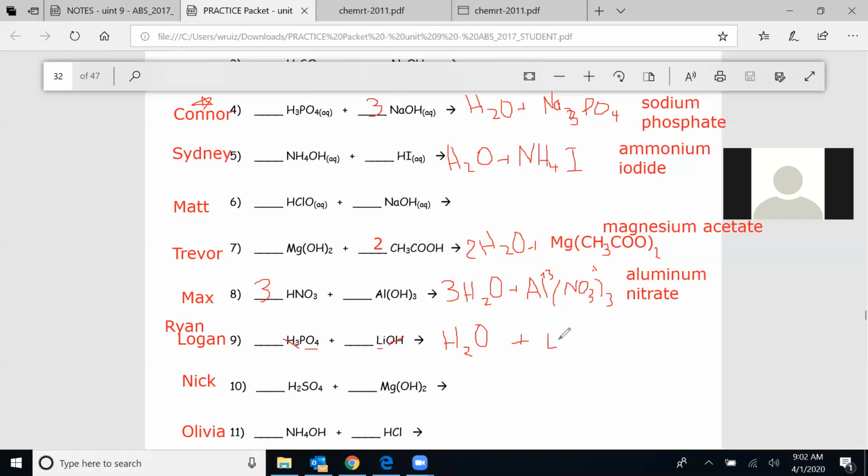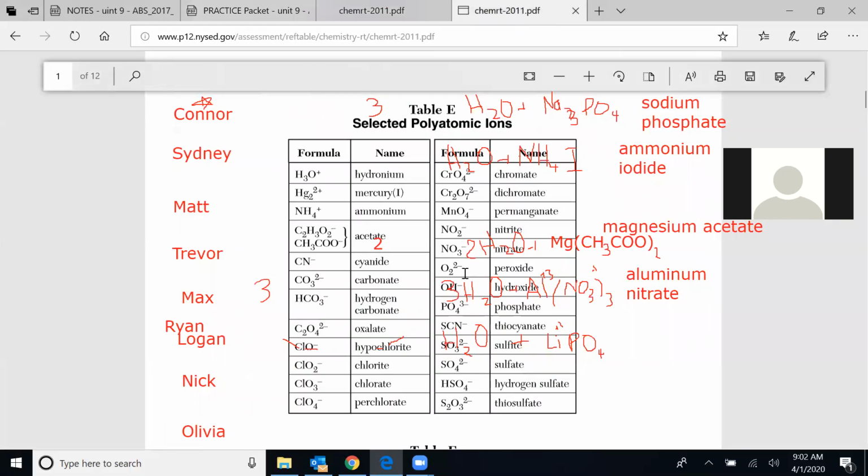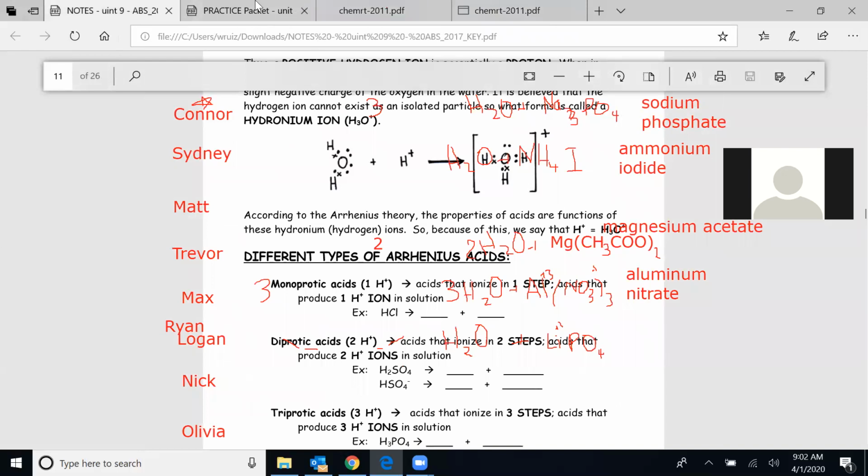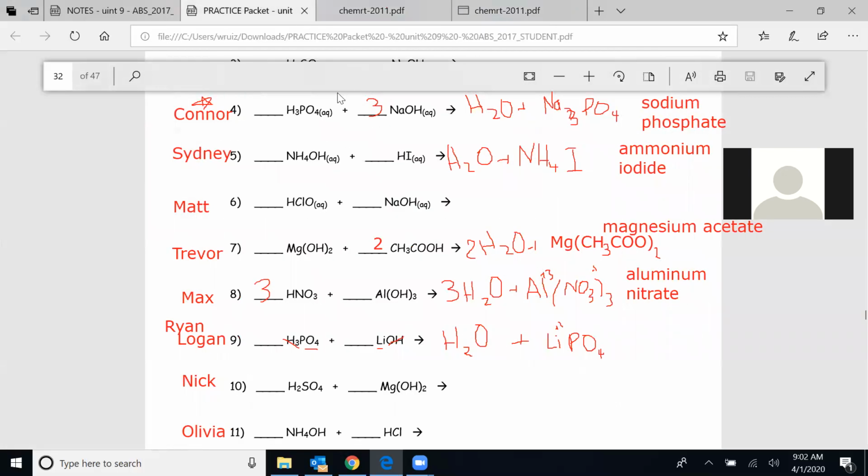So I'm gonna do Li, lithium, and PO4. If I look at my reference table, lithium has a charge of positive 1, so that's okay. PO4 is phosphate, it has a charge of negative 3. So that doesn't balance out completely. So if I know PO4 overall has a negative 3 charge and Li only has a positive 1, I know I'm going to need 3 of these, 3 Li's. So when I do that, I put an Li right here.